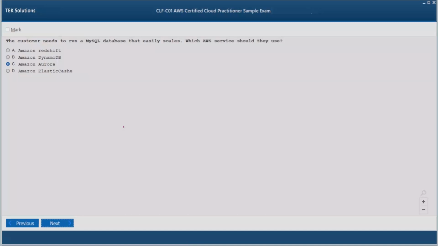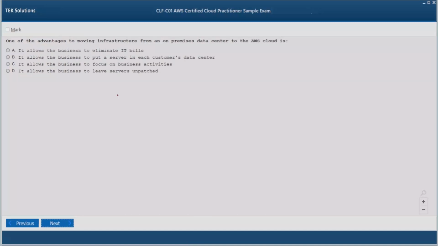Amazon DynamoDB. DynamoDB is a NoSQL database. This is not the correct answer or fitting here, because we are looking for a MySQL database to scale it automatically. And option D, Amazon Elastic Cache, it's totally different. We know that Elastic Cache is an in-memory database. That's why D is also not going to fit here. Answer C is the correct answer, Amazon Aurora.